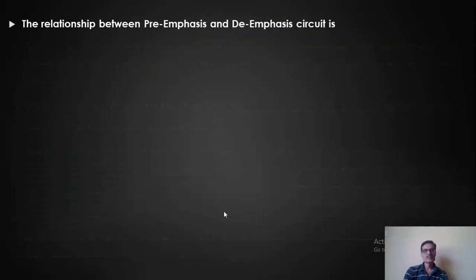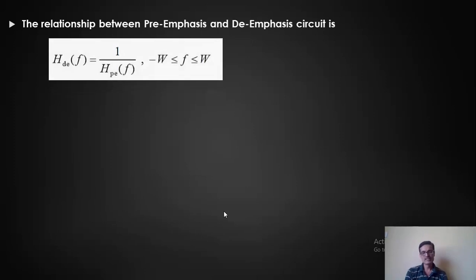Now, what should be the relationship between the pre-emphasis and de-emphasis? As I told, the pre-emphasis circuit is a high pass filter and the de-emphasis circuit is a low pass filter, which are completely opposite types of circuits, right? So that means the response of the de-emphasis circuit, that is the low pass filter I use in the receiver, is opposite of this response. They should have an inverse relationship. So if the de-emphasis circuit is a low pass, the pre-emphasis should be a high pass.